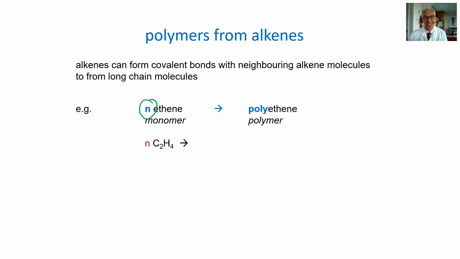We might represent it as nC2H4. From your pre-A-level chemistry, could you represent polyethene? Okay, so let me reveal the standard way of representing polyethene. We have a square bracket in which we write C2H4, and then outside of the square bracket we position the number n.